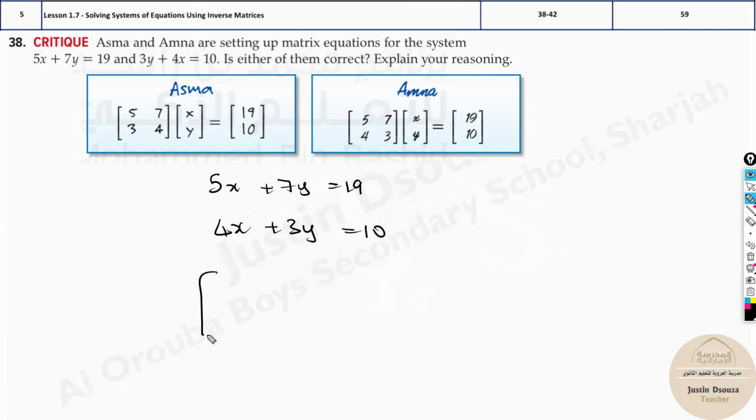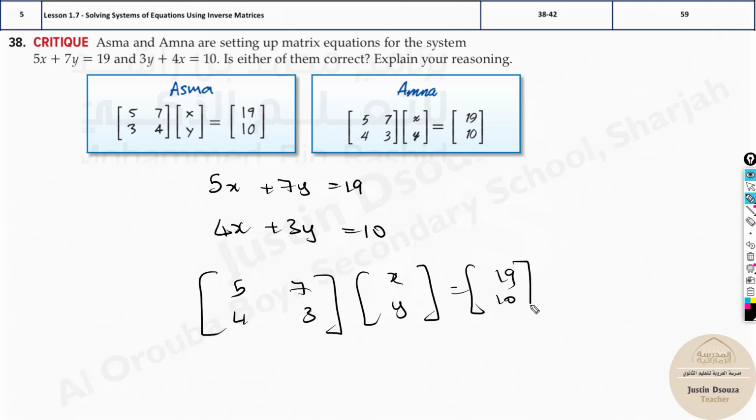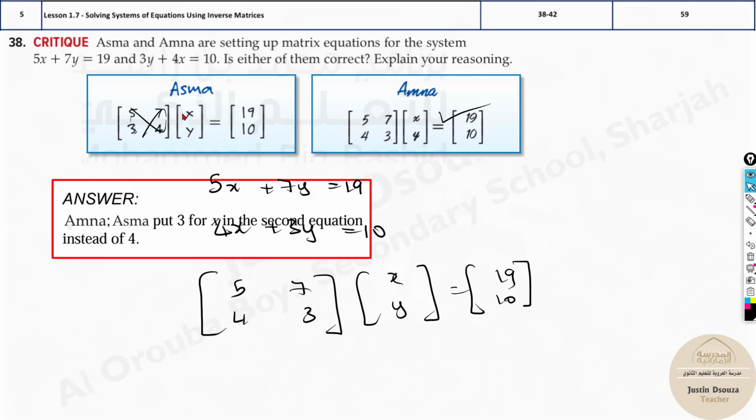Now let's write them in matrix form. It'll be 5, 4, 7, 3 and x and y. And what are they equal to? 19 and 10. Now who has written it like this? See, this is wrong. Why? She has written 3 first and then 4. This is wrong. Amna must be correct then. Yes, this is correct. Why? Because the coefficients of x and y have been swapped by Asma. She put 3 for x in the second equation instead of 4.